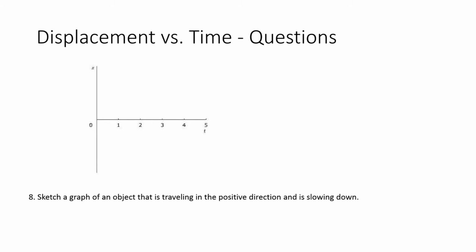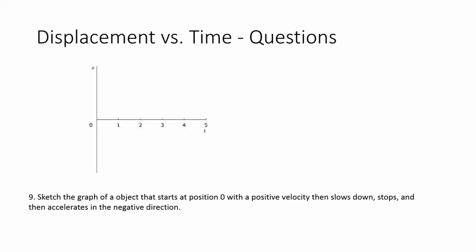Alright, next question. Sketch a graph of an object that is traveling in the positive direction and slowing down. So if it's traveling in the positive direction, we just start off with a positive slope, and that slope has to become less and less positive over time, or smaller and smaller over time. So we're going to start with a steep slope, and it slows down over time. You can see right here is our steepest slope, so that's our greatest speed. Right here is our least steep slope, so that's our slowest speed. So it's slowing down as the slope decreases over time.